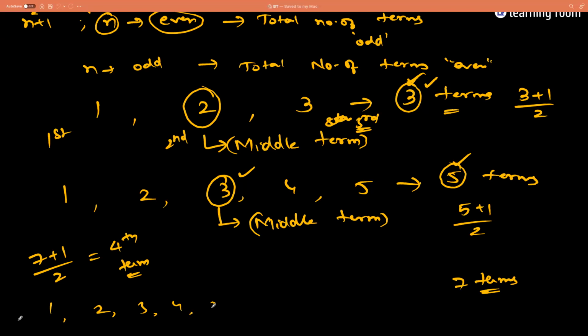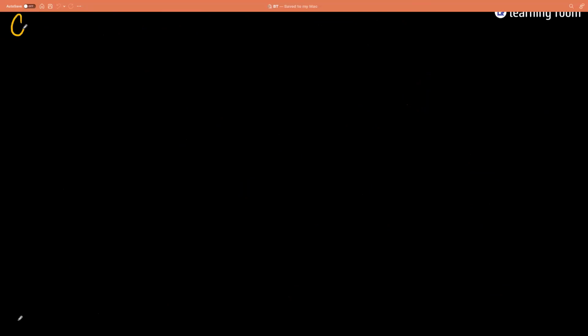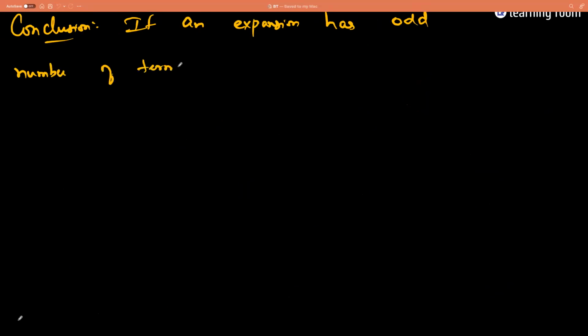1, 2, 3, 4, 5, 6, 7. 7 terms are there. Fourth term is my middle term. So, what is the conclusion? If an expansion has an odd number of terms, so for an expression to have an odd number of terms, what should be the power? Should it be even or odd?